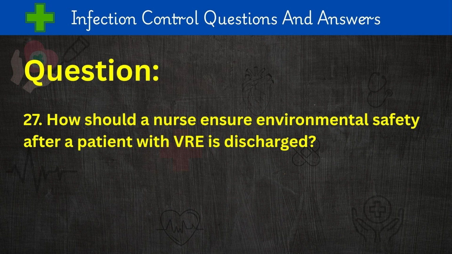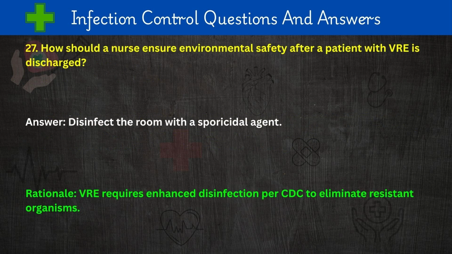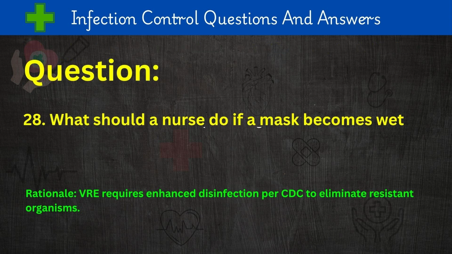27. How should a nurse ensure environmental safety after a patient with VRE is discharged? Answer: disinfect the room with a sporicidal agent. Rationale: VRE requires enhanced disinfection per CDC to eliminate resistant organisms.